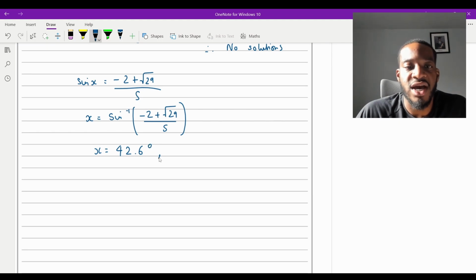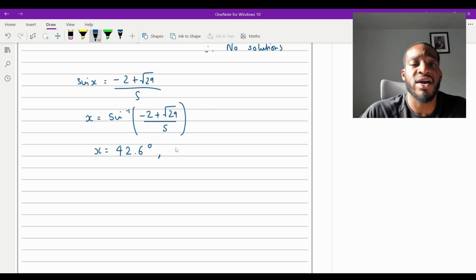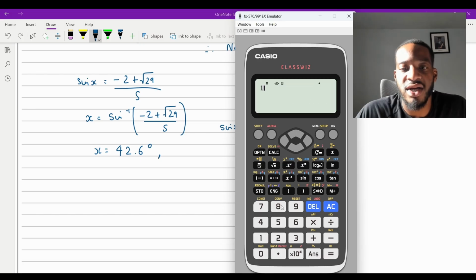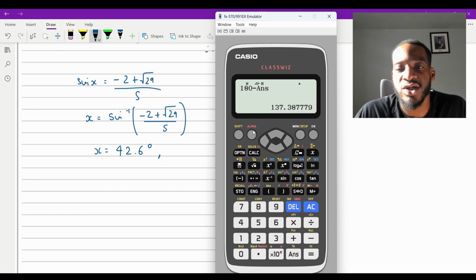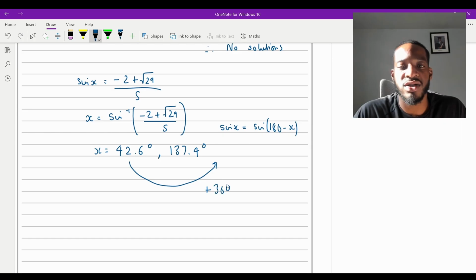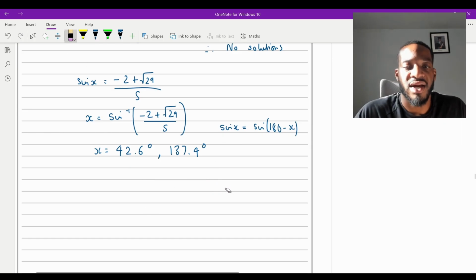And then the other one, remember sine, you can use the CAST method, you can use your graph, or you can just memorize. If I've got sin x here, this is just equal to 180 minus x, isn't it? So all you're going to do is 180 take away that answer to get the other one. And that gives me 137.38, which is 137.4. So the other answer is 137.4, and it's between 0 and 360. There's not going to be any more because the next one we'd have to add 360 to. So these are the two answers for part B.